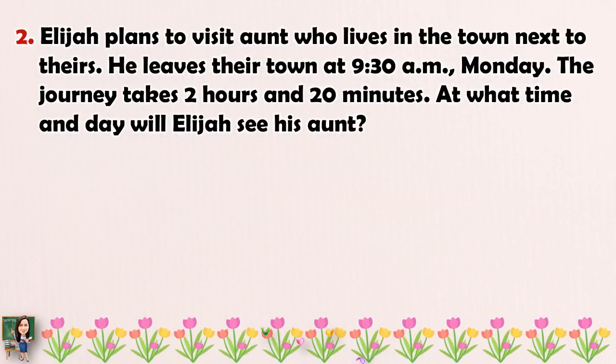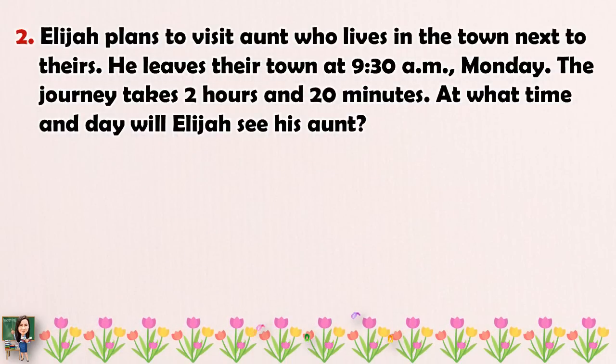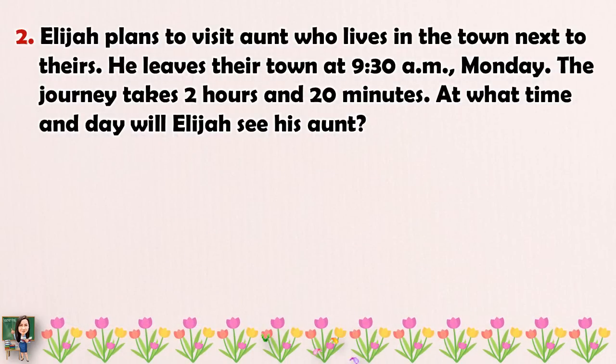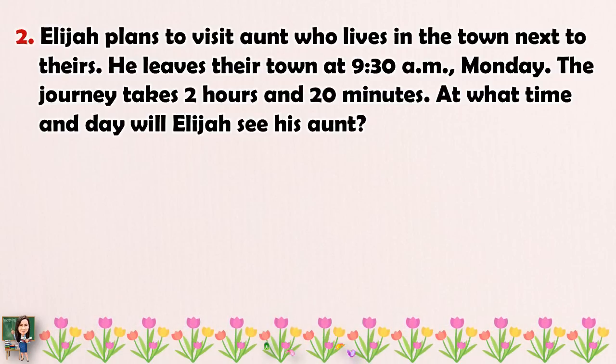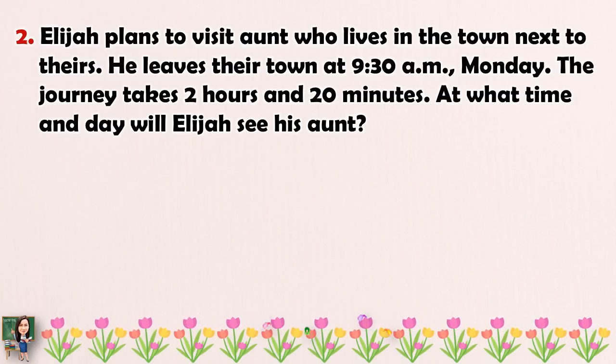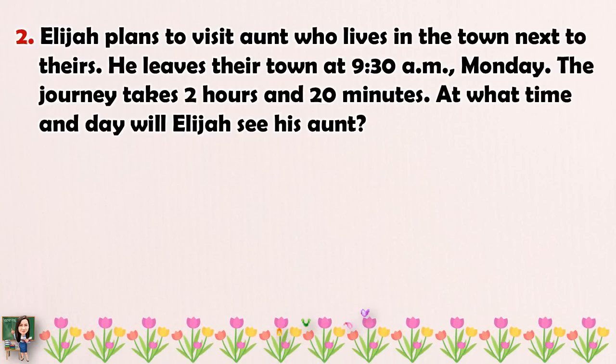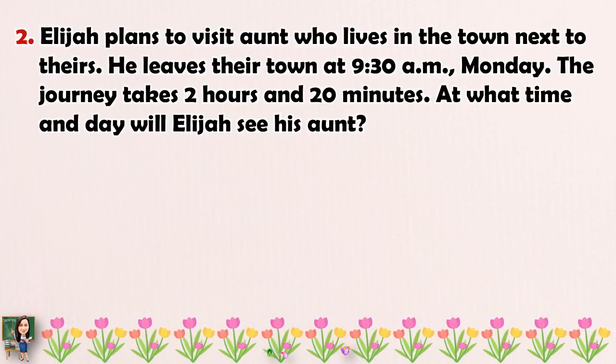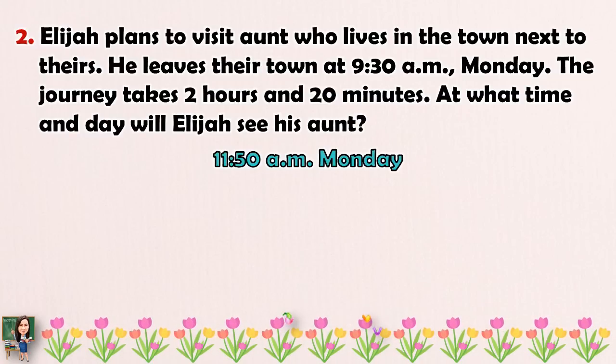Number 2. Elijah plans to visit his aunt who lives in the town next to theirs. He leaves their town at 9:30 a.m. Monday. The journey takes 2 hours and 20 minutes. At what time and day will Elijah see his aunt? The answer is, he will see his aunt at 11:50 a.m. Monday.